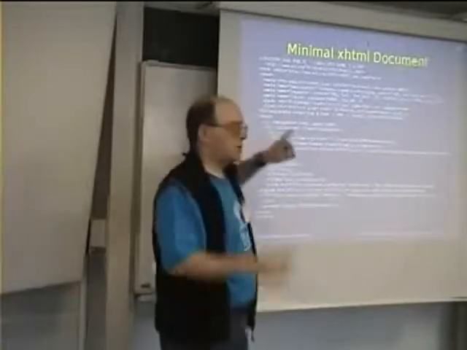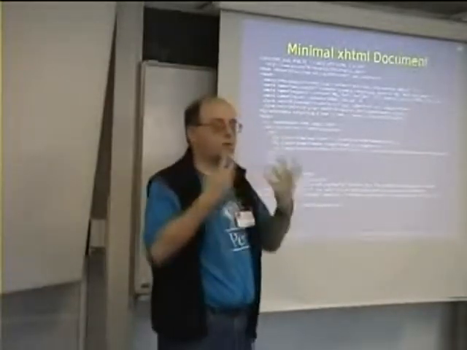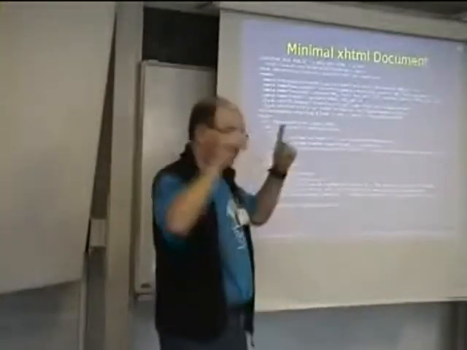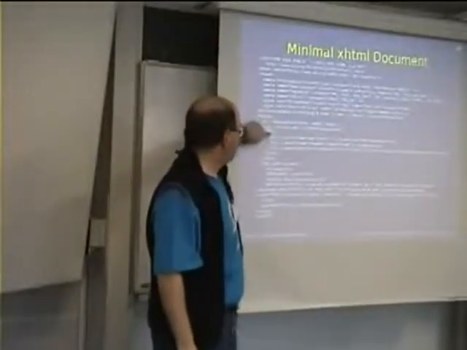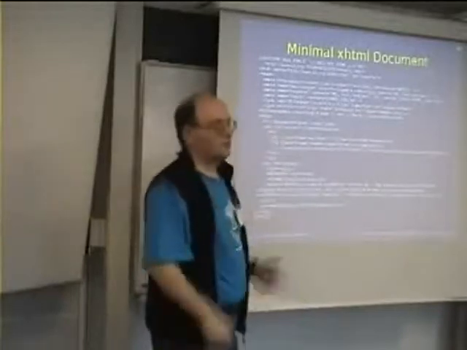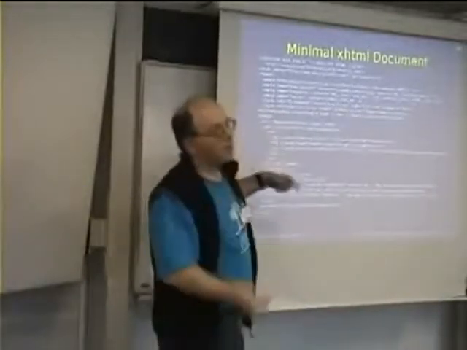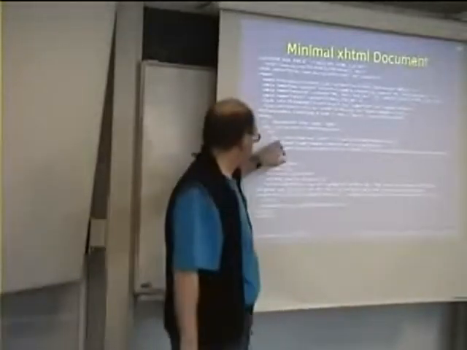Divs are boxes. They don't do anything. They just define a square. Use style to control their appearance. Here we have a list. UL, unordered list. You just have to learn these. LI, list element, or list item.